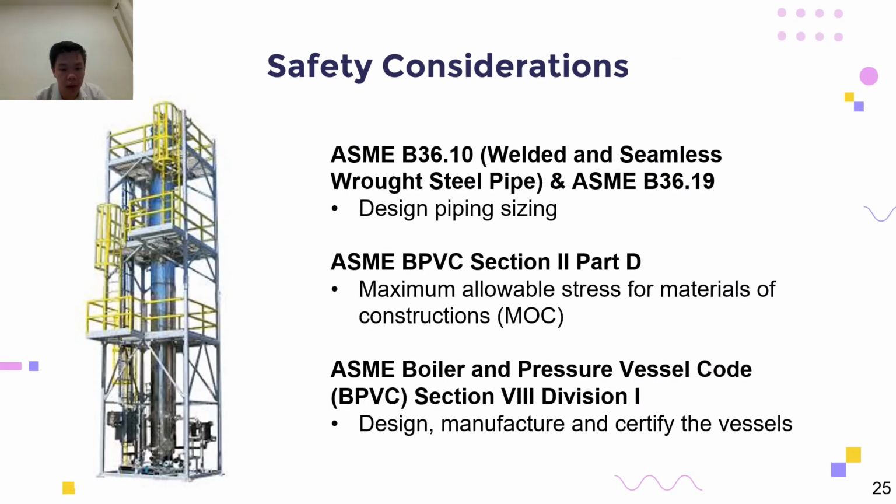There are a few standard codes to be followed when designing the unit operation. For example, when designing the piping sizing, ASME 36.1 and ASME 36.19 will be required, whereas the maximum allowable stress for material of construction like carbon steel, stainless steel, and others will be found in ASME BPVC Section 2 Part D. Lastly, ASME BPVC Division 1 could allow to design, manufacture, and certify the pressure vessel.